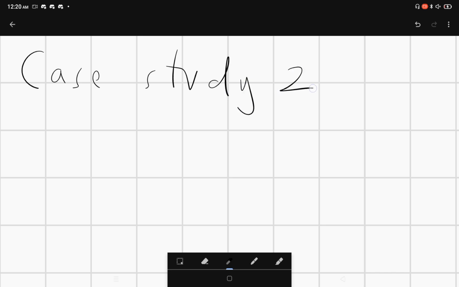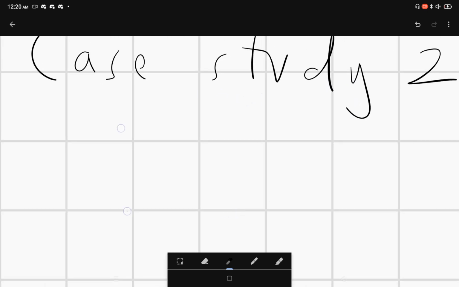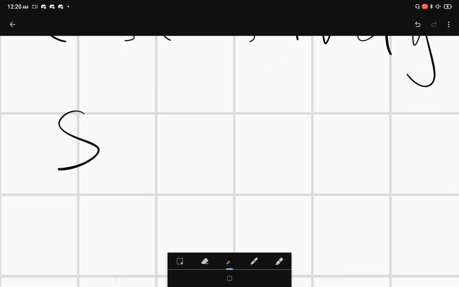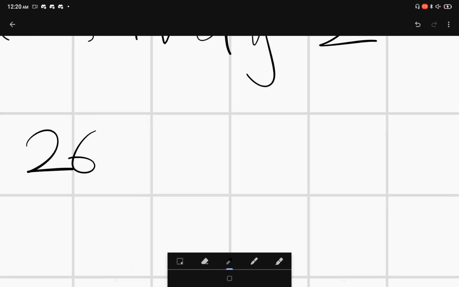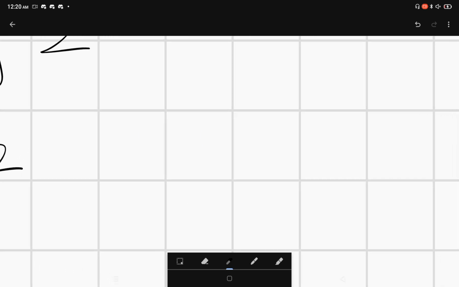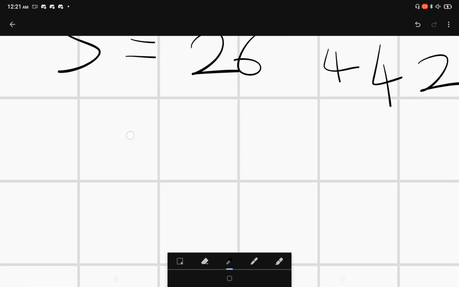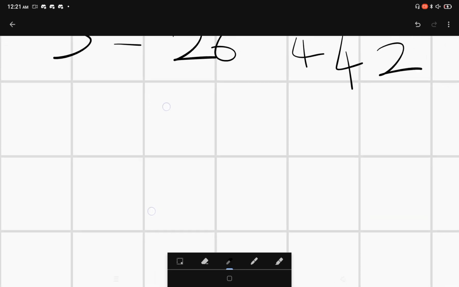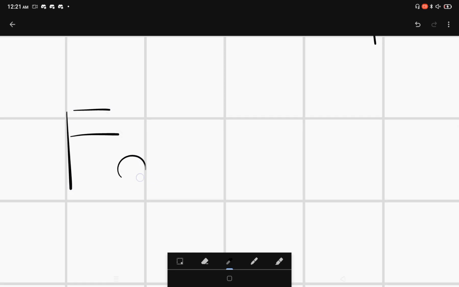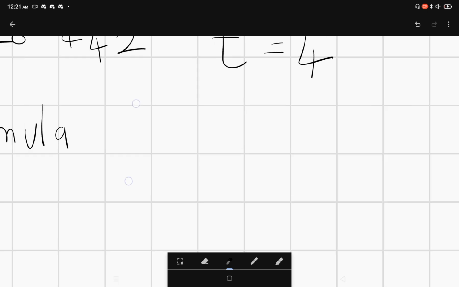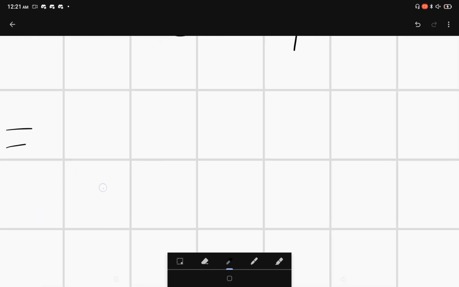So, for case study 2, as we all know, we have S, which is 26,442 ringgit, and we have the timeline of when she studies, which is 4 years. So we have to use a formula, let me type it in, draw it in.